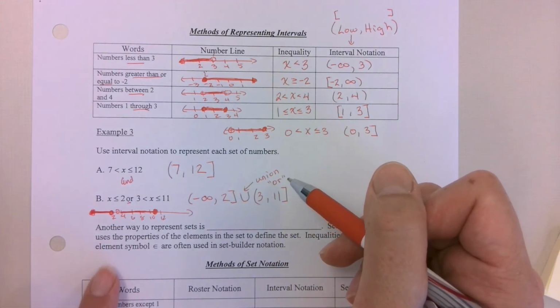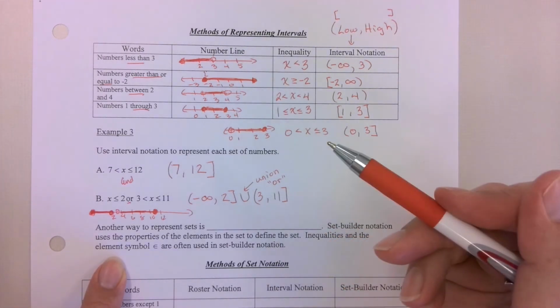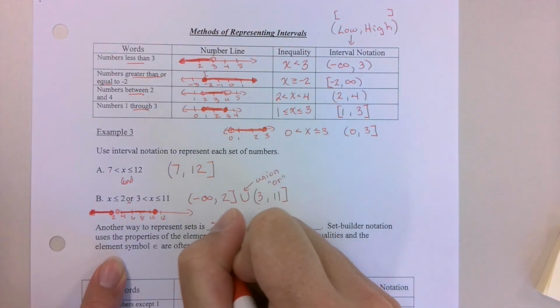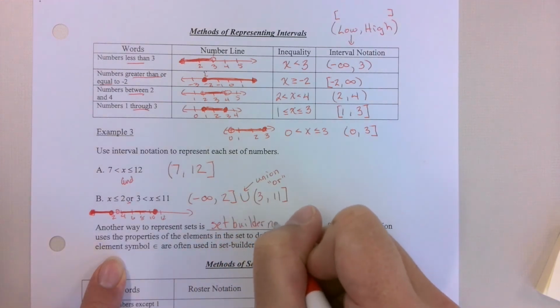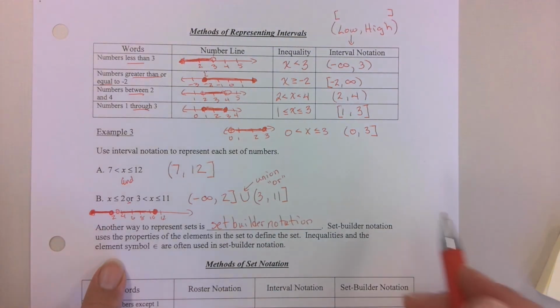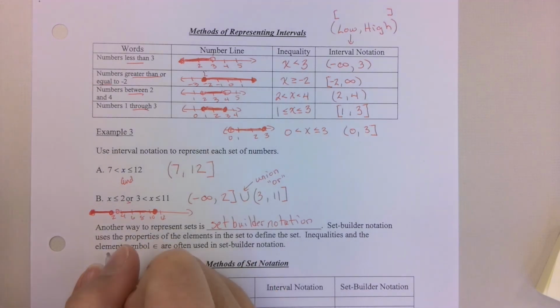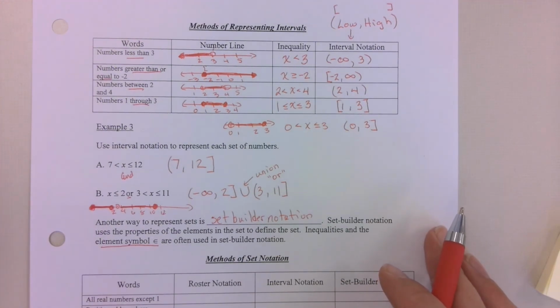Okay, so another way, so we've got roster notation, we've got interval notation. Roster is the list, interval is the brackets and parentheses, low to high. And another way to do it is called set builder notation, which is pretty forgiving. So we have set builder notation. With set builder notation, it uses the properties of elements in the set to define the set. So we can use words, we can use inequalities, and that symbol right here, that sideways C with a line through it, looks like an E, that's the element symbol.